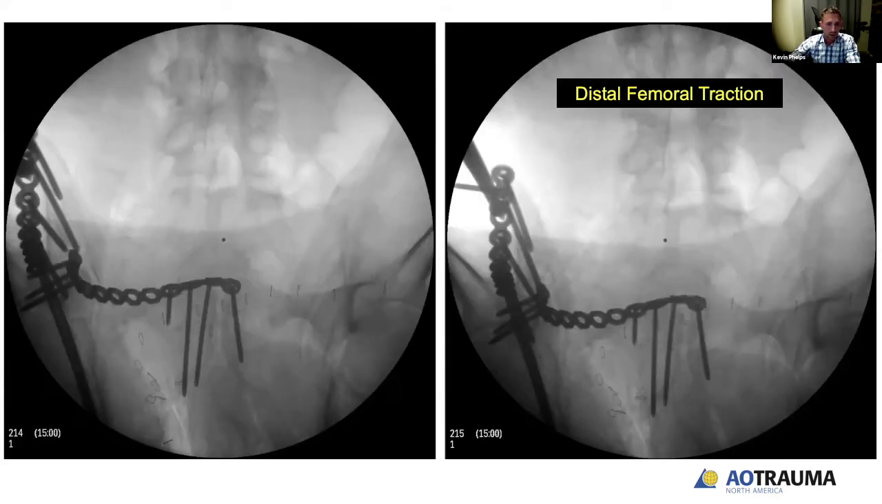And so after I fixed the front of the ring, I then assessed the back, and as you can see, the right hemipelvis is still cranially displaced quite significantly. And I put him in, I think it was about 20 to 25 pounds of distal femoral traction, and I actually pulled the sacrum down quite nicely. And I just did these red lines here just so you can see it a little bit better because it's hard to appreciate on these fluoro films.